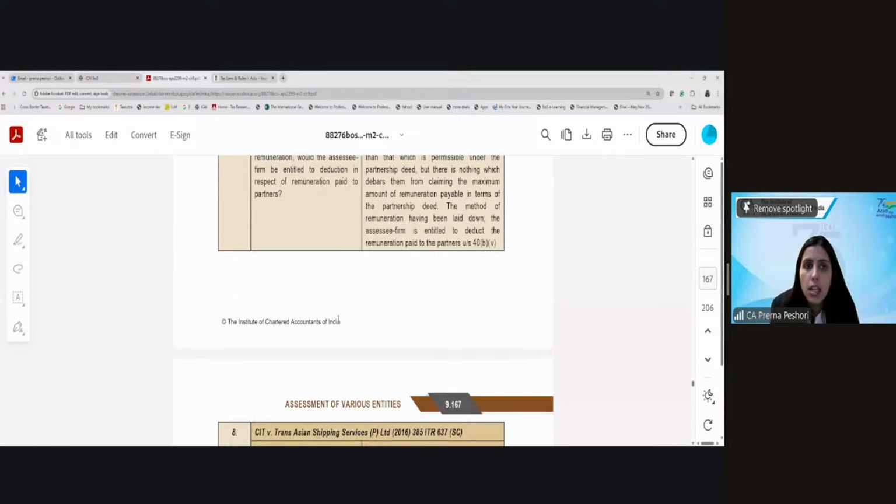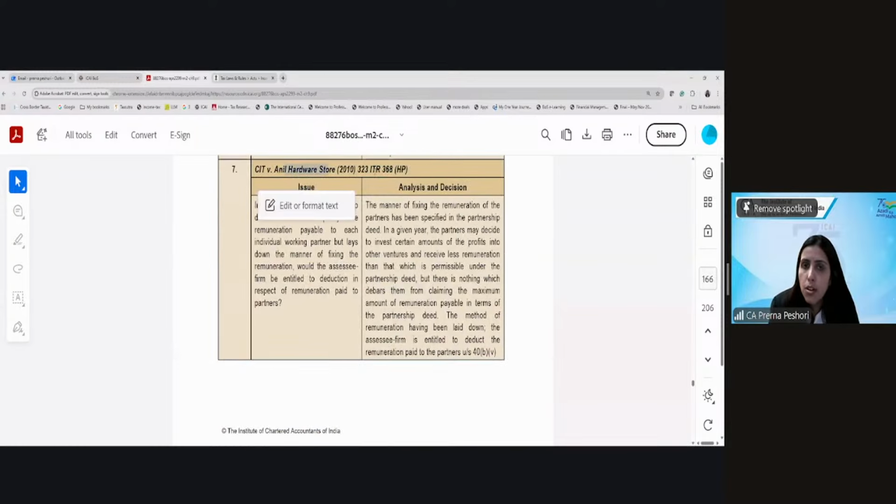Next is Anil Hardware Store, HP High Court. In a case where a partnership deed does not specify the remuneration payable to each individual working partner, but lays down the manner of fixing the remuneration. So the partnership deed is not giving the exact remuneration payable to each partner, but it just says how the remuneration will be computed. Will you allow a deduction under 40B? So the HP High Court said that the manner of fixing the remuneration has been specified.